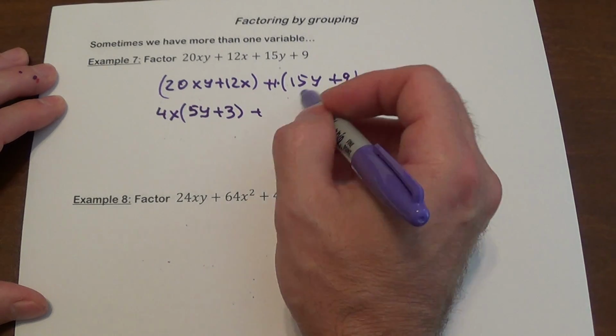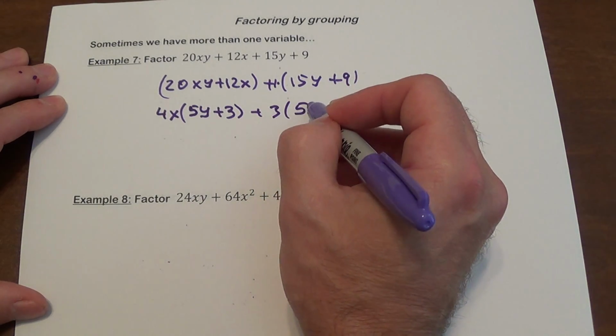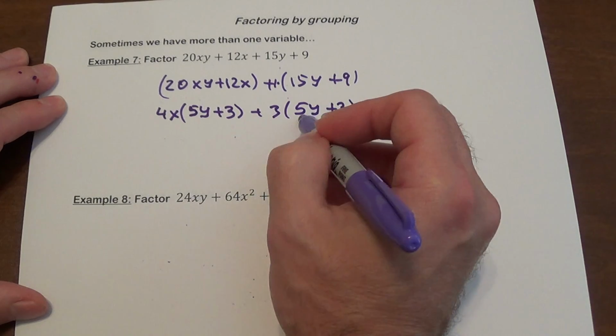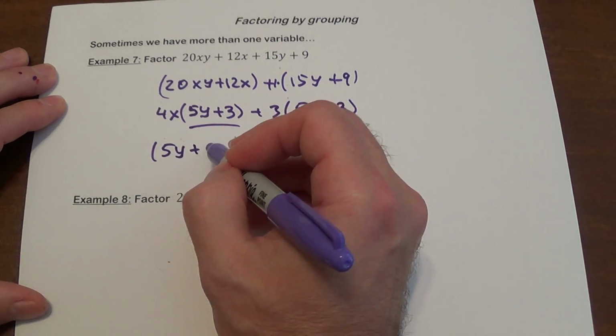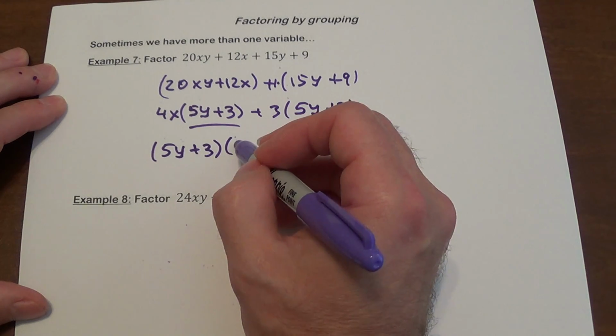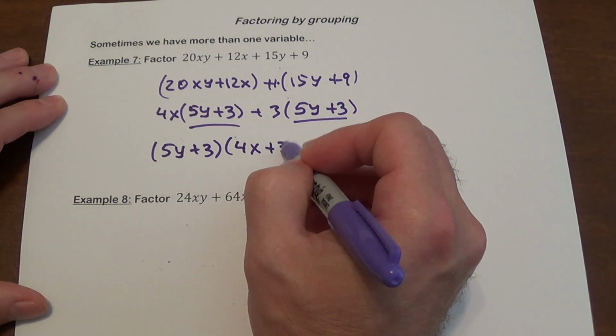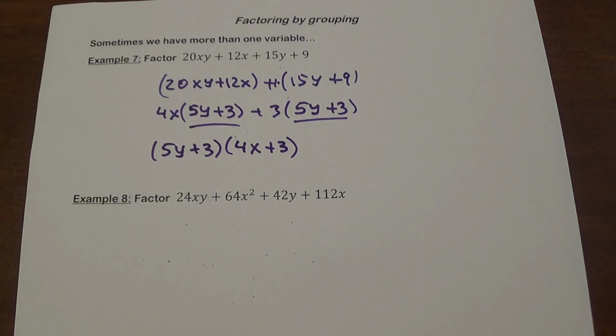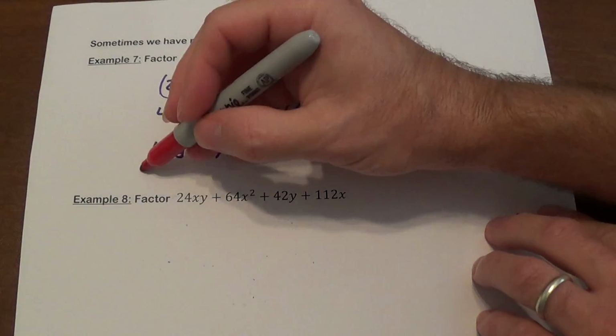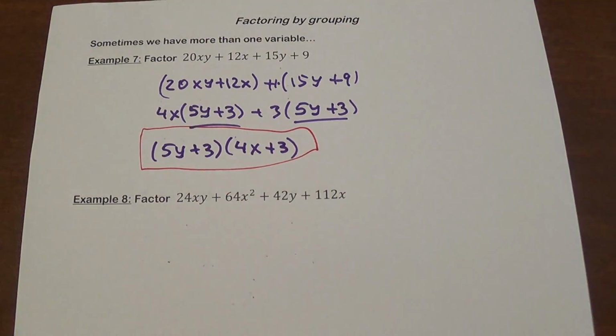Here we can factor out 3. It's going to also leave you with 5y plus 3. Same quantity, common factor, 5y plus 3. And the other parentheses will have 4x plus 3. Again, any of these answers can be verified by foiling. You can foil this and you can see whether or not you're getting the same answer as the original.